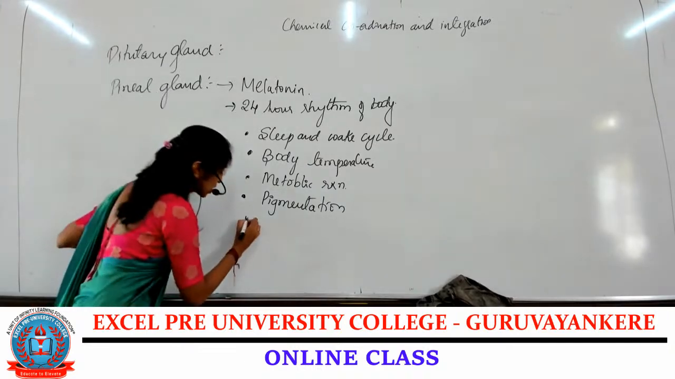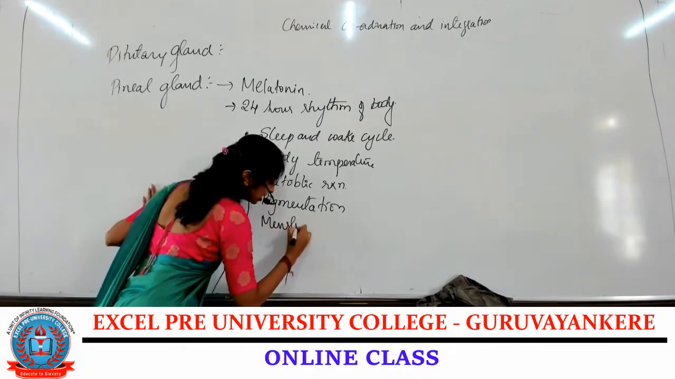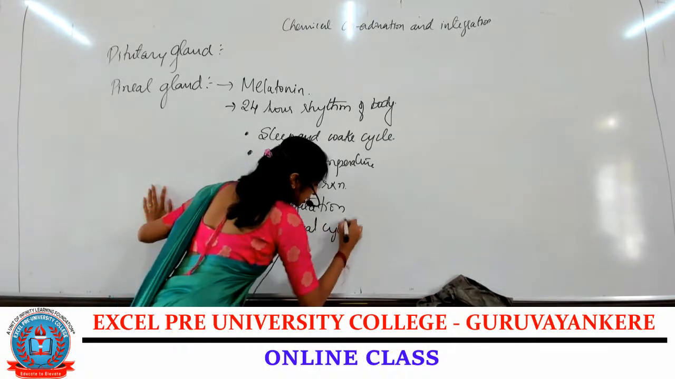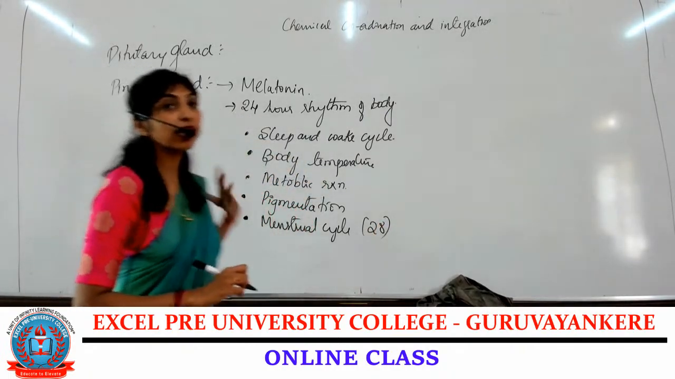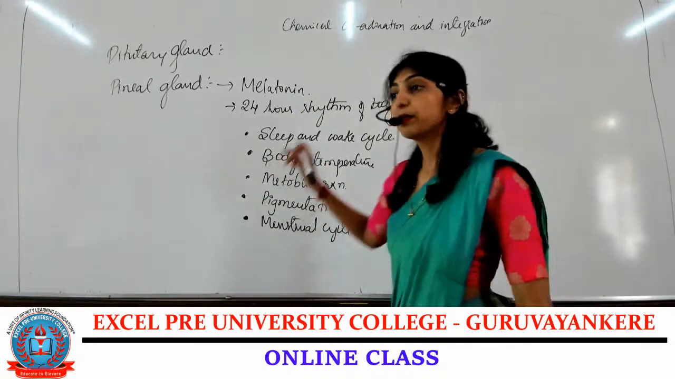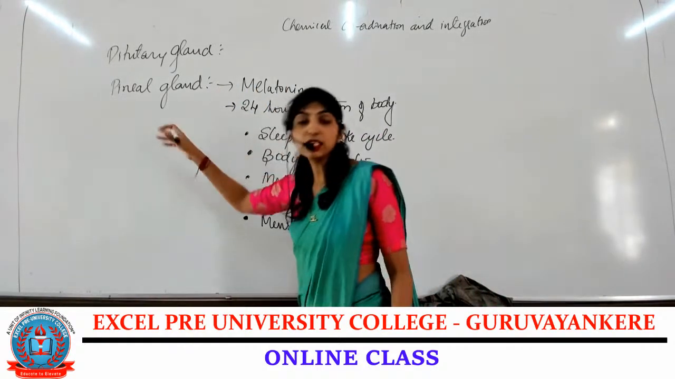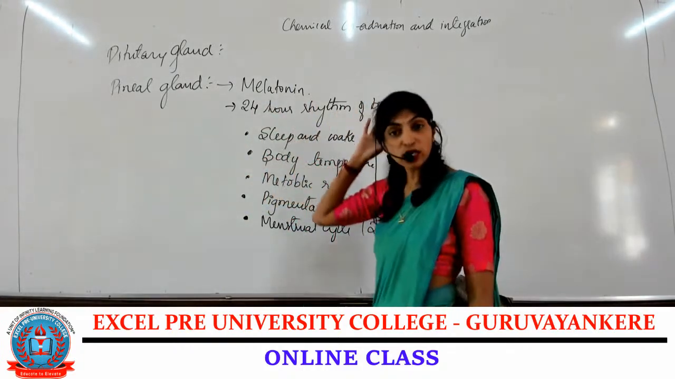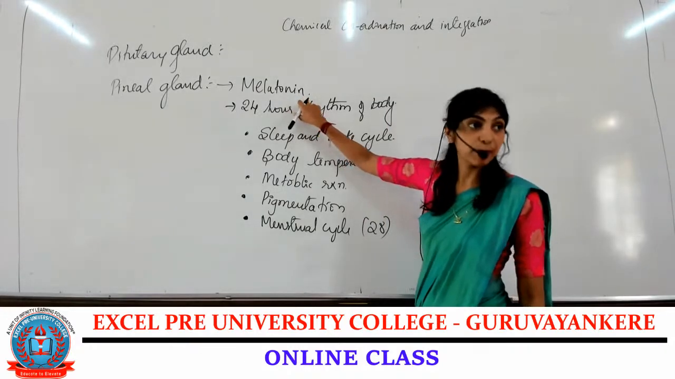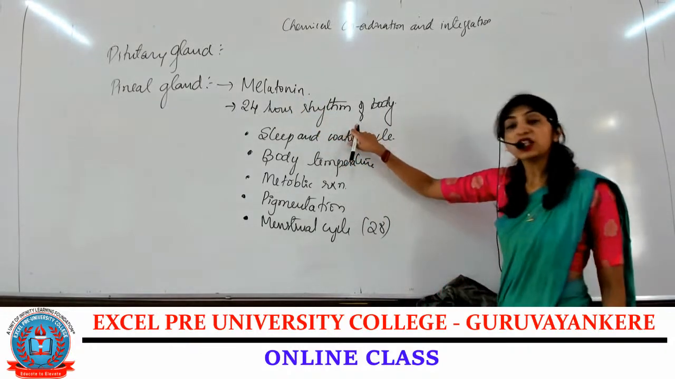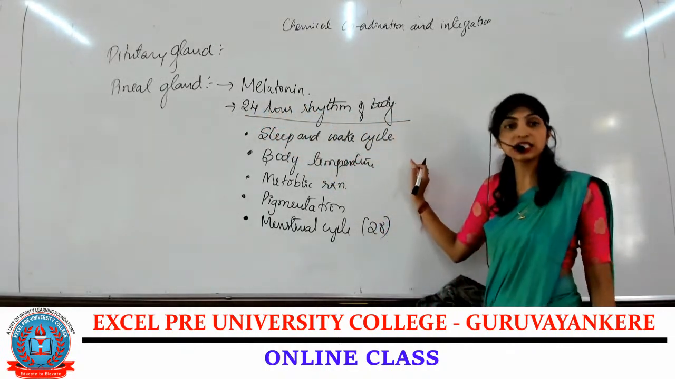Coming to the next one, in females, the menstrual cycle. The regular cycle of 28 days is also regulated by the pineal gland with the help of the hormone melatonin. I repeat, the pineal gland is located at the dorsal side of our forebrain and secretes a hormone called melatonin. The main function of melatonin is to regulate the 24-hour rhythm of the body.